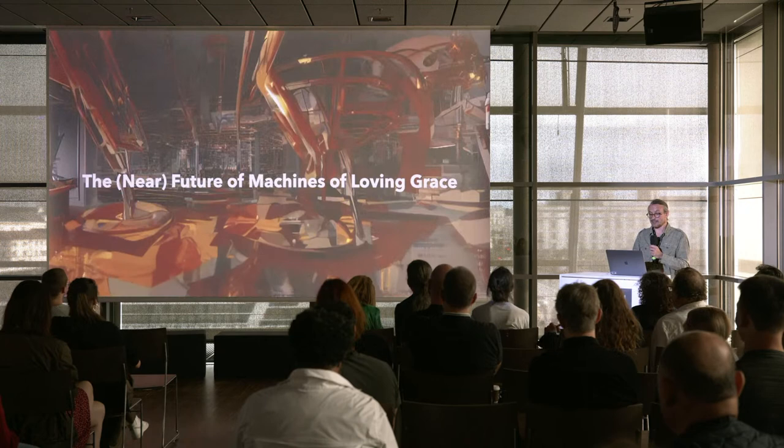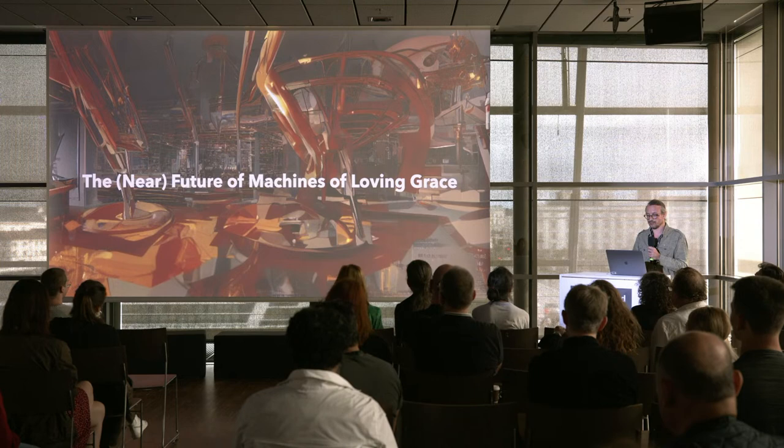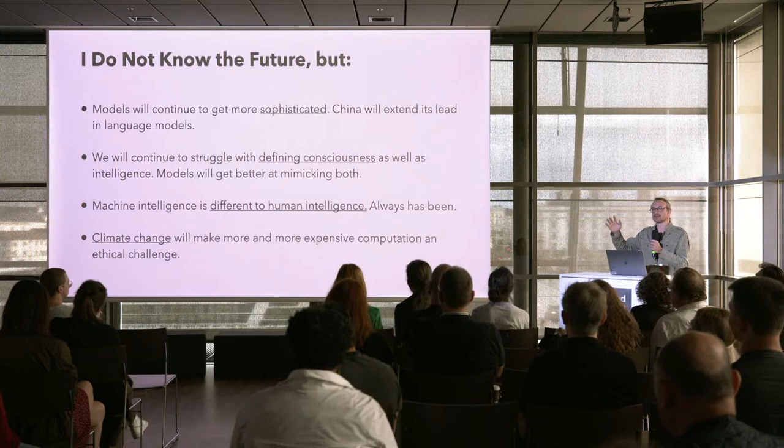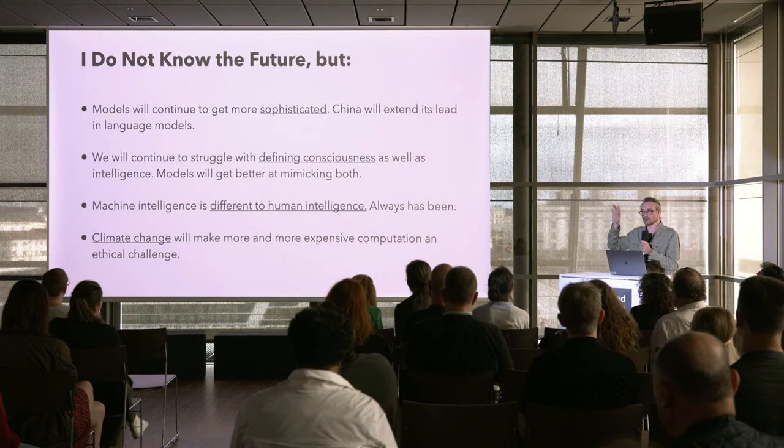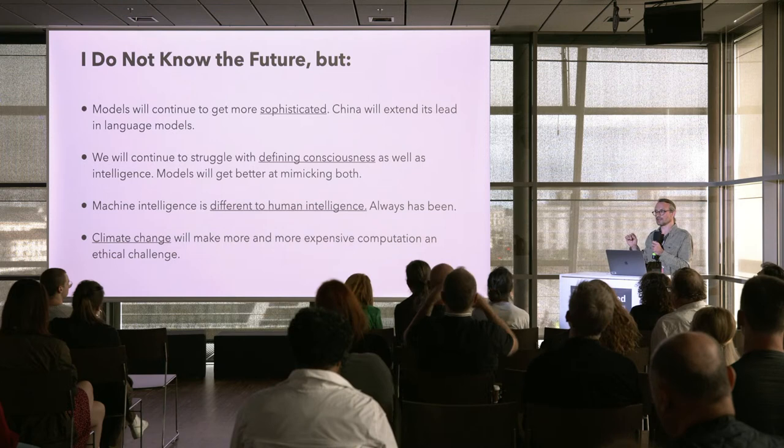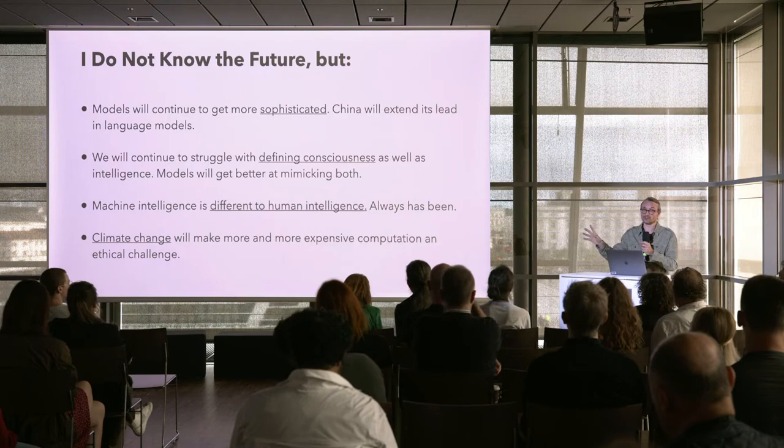So, I don't know what the near future of Machines of Loving Grace will actually look like, but what I can say for sure is that those models will get more sophisticated and they will be able to adapt to more different domains. In language models specifically, what we also tend to forget from our little Western perspective is that China is actually the leader. They have the biggest models, I guess, still. That was at least true half a year ago, and they are on the forefront of all things that have to do with AI, getting ahead rather than falling behind. So there will be a bit of a geopolitical shift too, I guess, that will come with it. I would put money on that bet, actually.